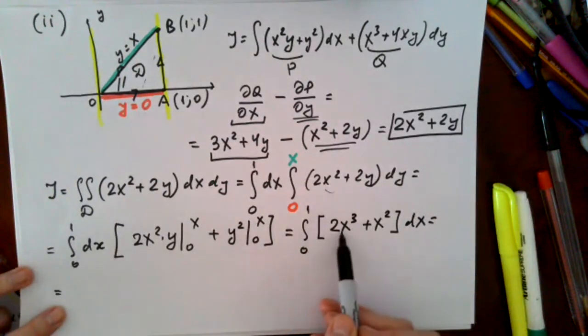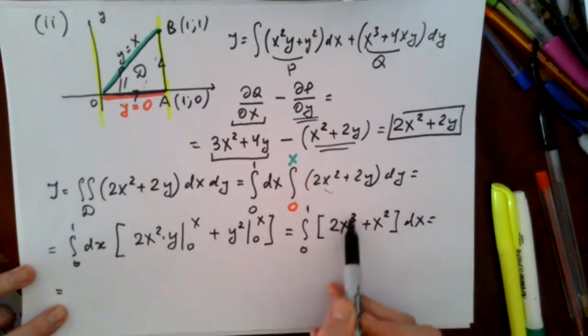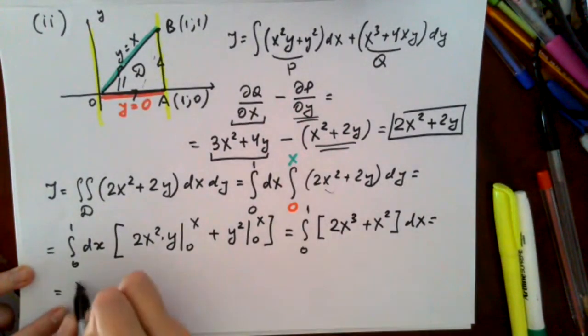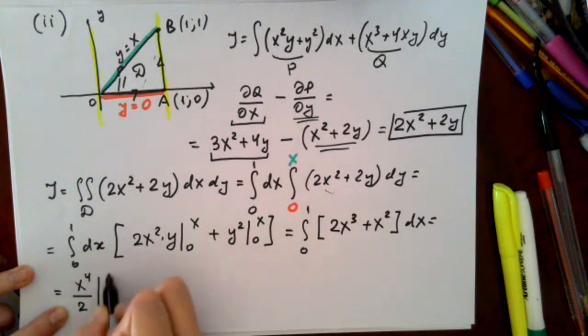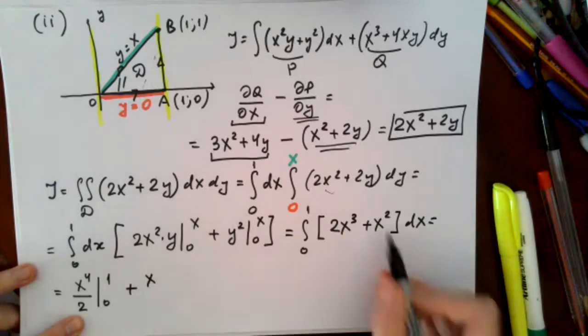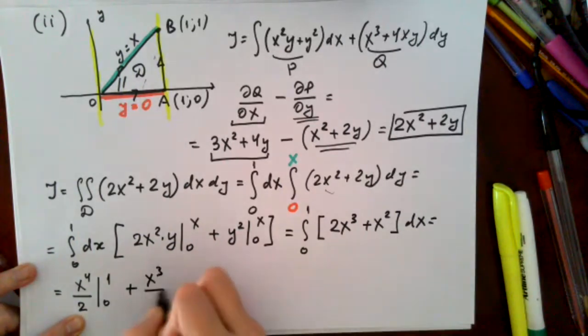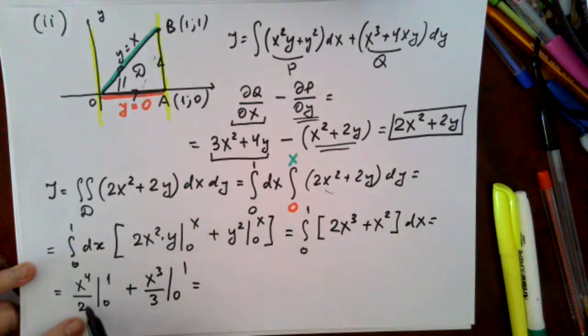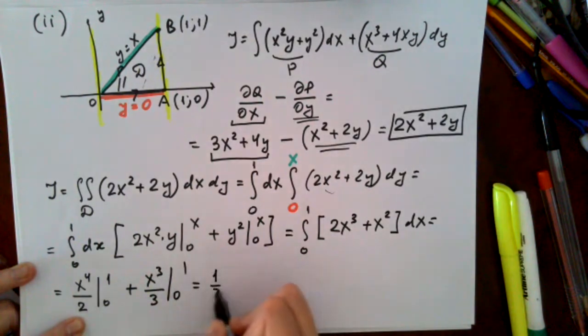So what is the first term? The first term is 2x to the 4 divided by 4, but 2 and 4 get cancelled out, and that is why I prefer to write immediately x to the 4 divided by 2. I'm sort of lazy to write too much, of course. Plus x squared. What is the antiderivative of x squared? Yeah, it's x cubed divided by 3, from 0 to 1. And now what do we have here? We have 1 over 2.